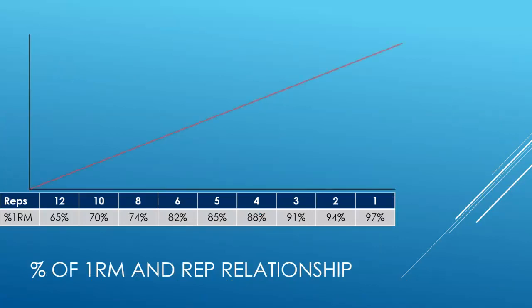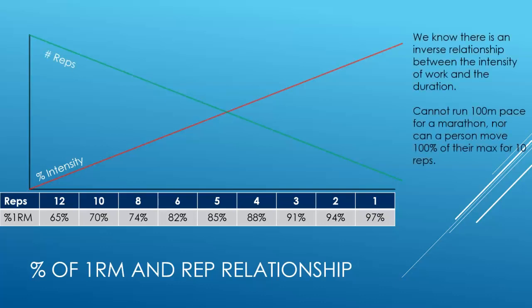When you look at percentage of weight moved and also the repetition relationship, overall, as intensity increases, we know the number of reps has to decrease. And this just makes sense, right? Because we know that you can't run a 100-meter race at a 100-meter pace over a marathon, or can a person move 100% of their max for 10 reps? If they moved a weight for 10, we know it's closer to 70% of their 1 rep max.